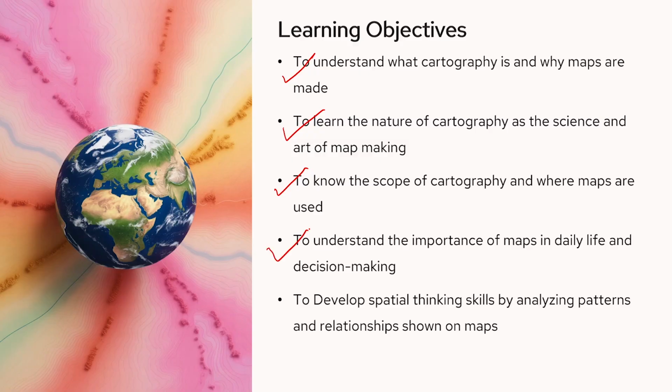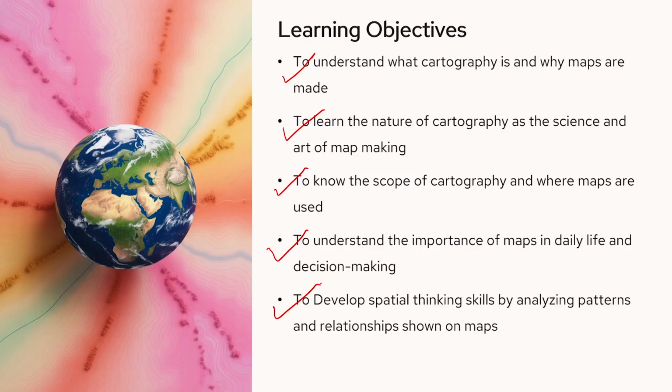The third one is to know the scope of cartography and where maps are used. What is the scope of cartography? Where can we apply it? Whatever the applications of cartography, the basic applications. The fourth one is to understand the importance of maps in daily life and decision making. Every day we use maps. Wherever we go, whatever decision we take, we use maps. So, we use them in our daily life.